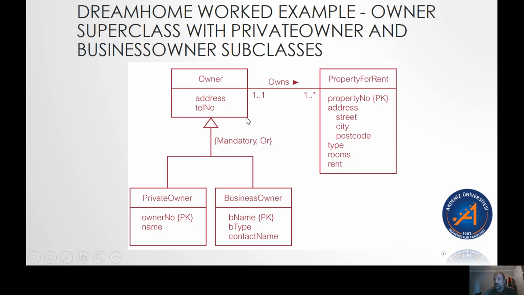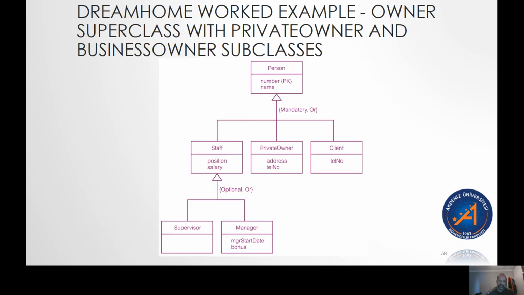But notice that we can have a single owner that owns a property for rent, right? A property for rent is owned by one owner. Now we don't have to have two separate tables. It could be owned by a private owner or it could be owned by a business owner. We can just say it's owned by an owner. And an owner is one of these two.